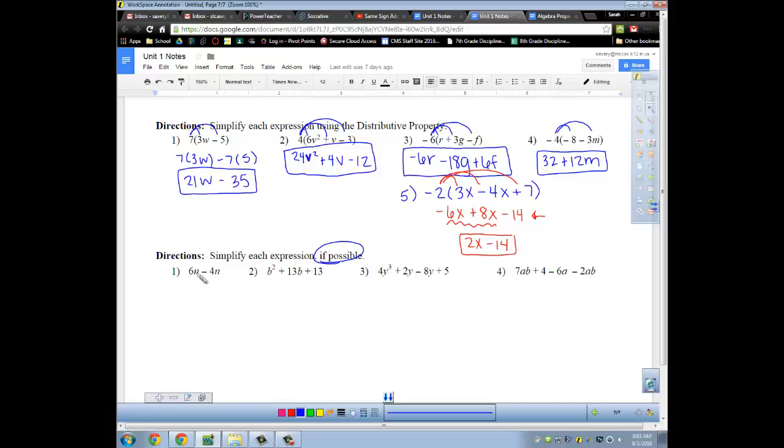So for number 1, we have 6n minus 4n. Those are like terms, so I can put them together to get 2n. And notice there is no work to be shown. Number 2, b squared plus 13b plus 13. There are no like terms because this b has a square, this one doesn't, so they're not the same. So I'm going to write already simplified.